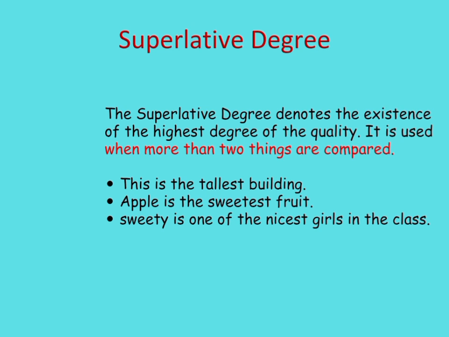Apple is the sweetest fruit. So, apple is compared to other fruits. It is sweet. So, here the sweetest fruit is apple. Sweetest is the superlative degree. Sweetie is one of the nicest girls in the class. So, here also nicest is the superlative degree because Sweetie is compared to all the other girls in the class.